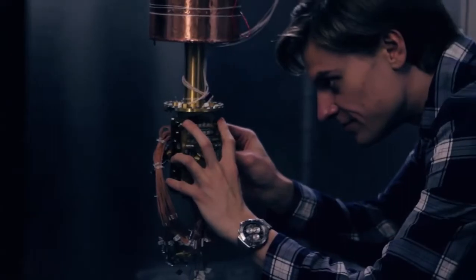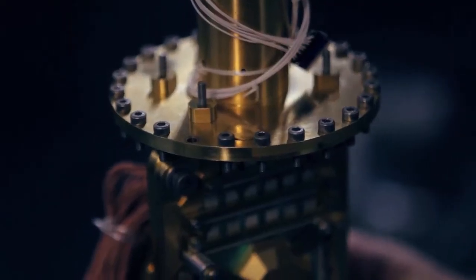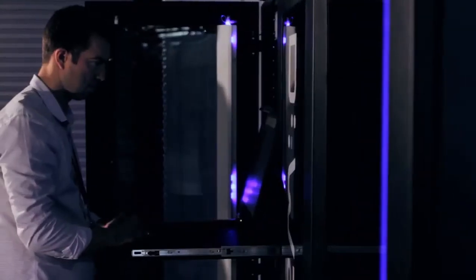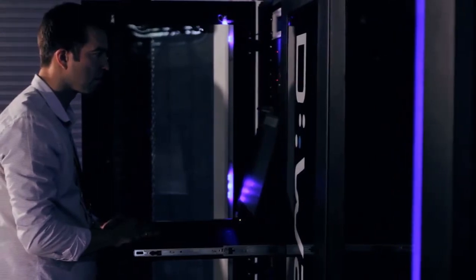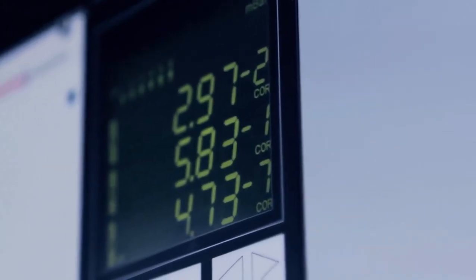The D-Wave system is built to solve discrete optimization problems. These are types of problems where you've got a load of constraints and you're trying to find the optimal answer to your set of constraints.